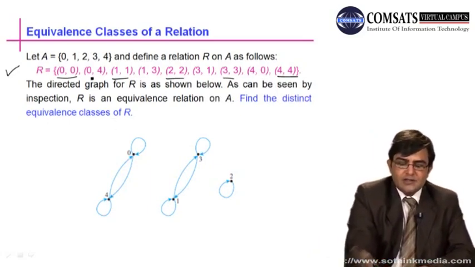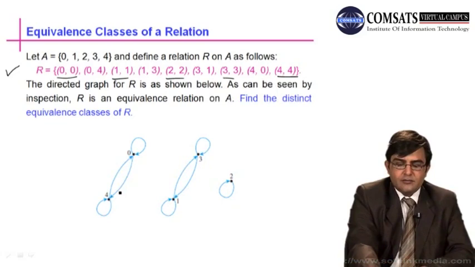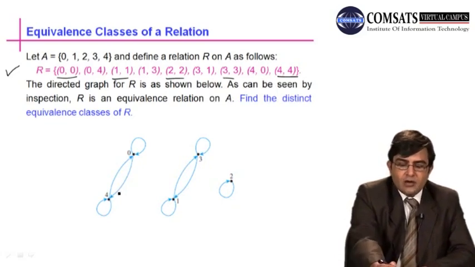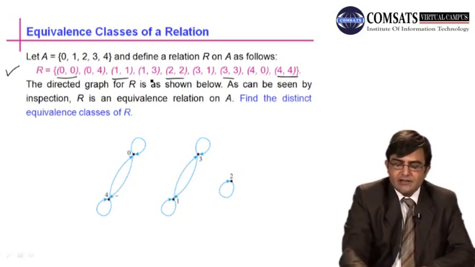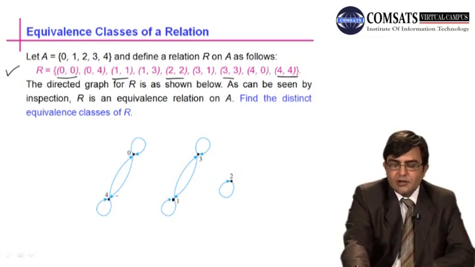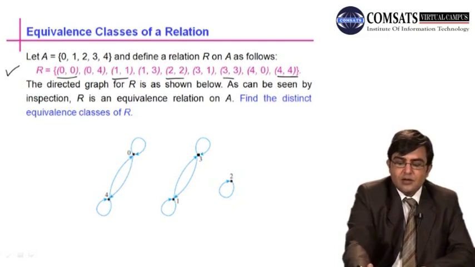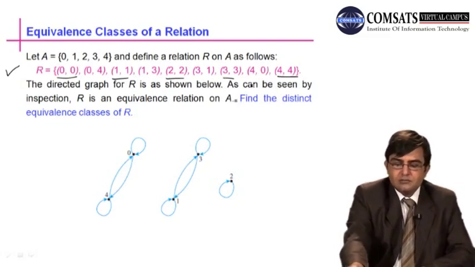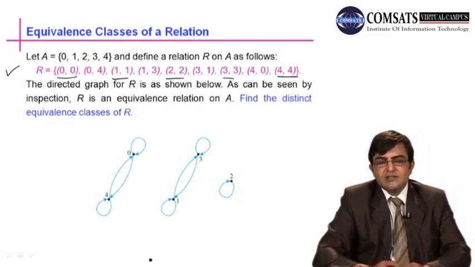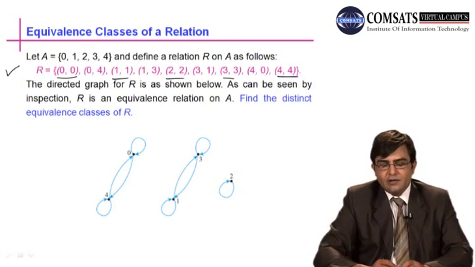and then we see 0 is related to 4, so we draw an arrow from 0 to 4. 1 is related to 3, so we draw an arrow from 1 to 3, 3 to 1, 4 to 0. So this is the directed graph of the given relation. Now we check whether this relation is an equivalence relation or not.